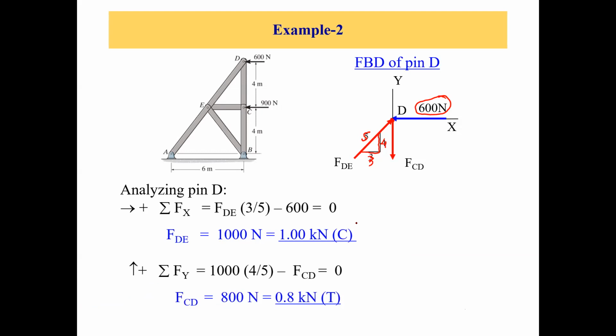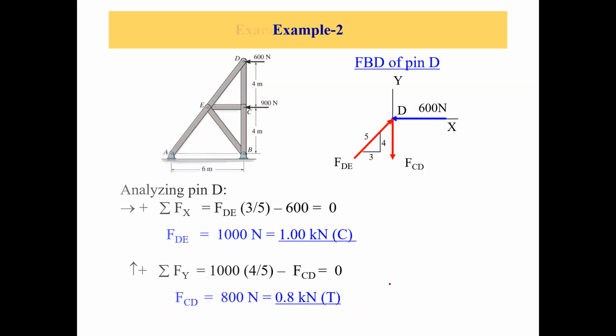Now let's do sigma Fy. How many forces do you have? You have FCD and a y component of FDE. So you get 1000 times 4 by 5 minus FCD, because FCD is acting downwards, equals 0. From here you get FCD equals 800 newtons. We assumed tension and we got a positive number, so this is a tension force. That's how we are done with joint D, and we were able to solve for this member and this member.